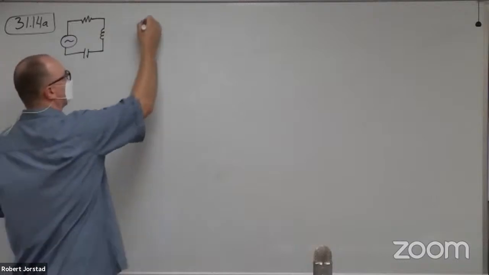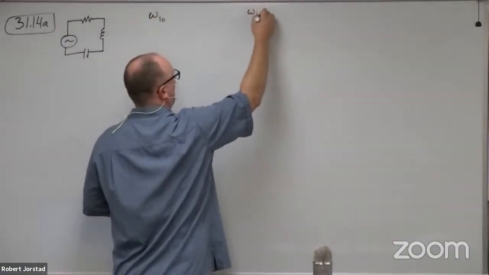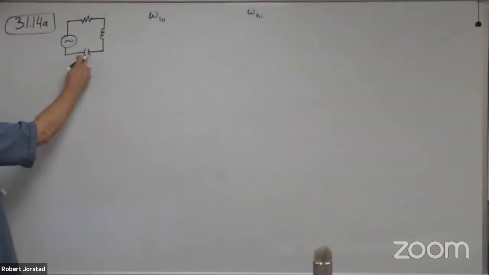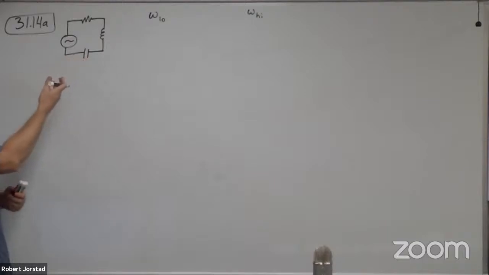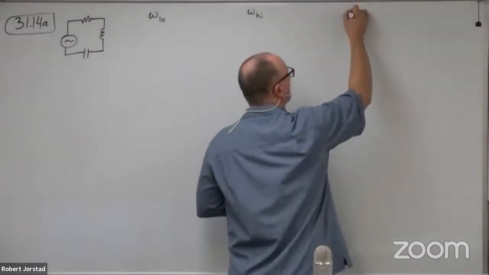So now I'm going to say omega low, omega high. Would this circuit possibly have a resonance frequency? Yes or no? Does it make sense to talk about resonance with this circuit? Do you have an L and a C? Yeah, so it's okay to say.